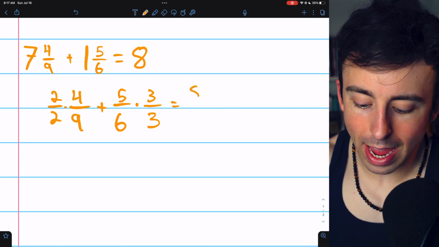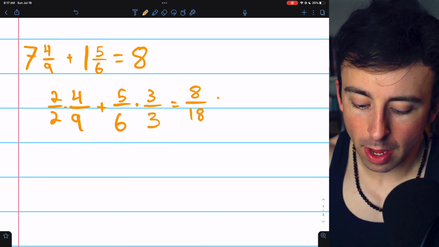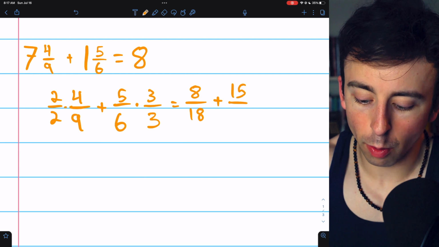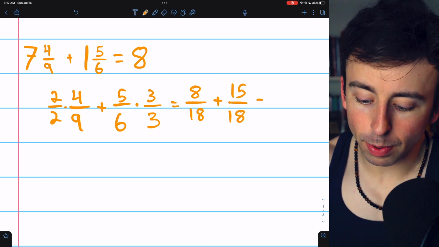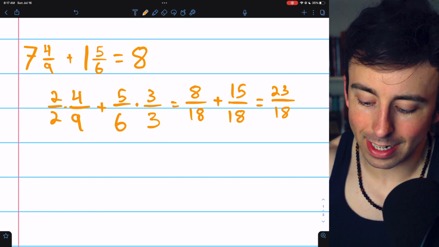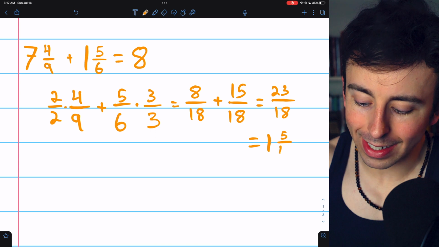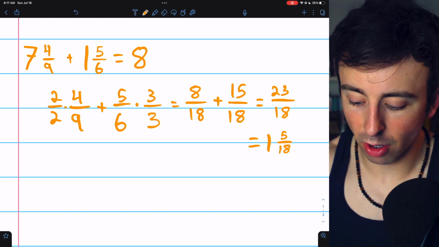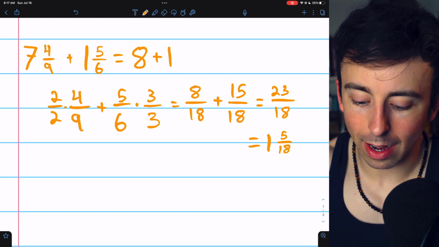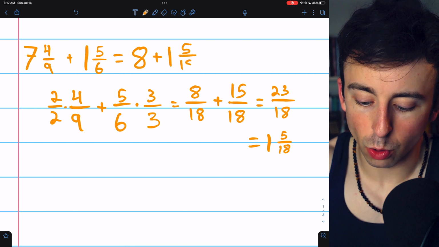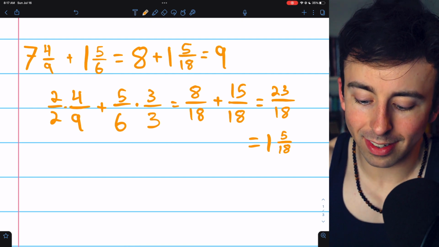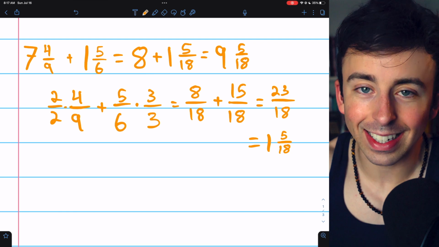Once we do this, we have 8 over 18 plus 15 over 18. 8 plus 15 is 23, so this is 23 over 18, and that's 1 whole with 5/18 left over. So we need to add 1 5/18 to 8, which of course is 9 and 5/18.